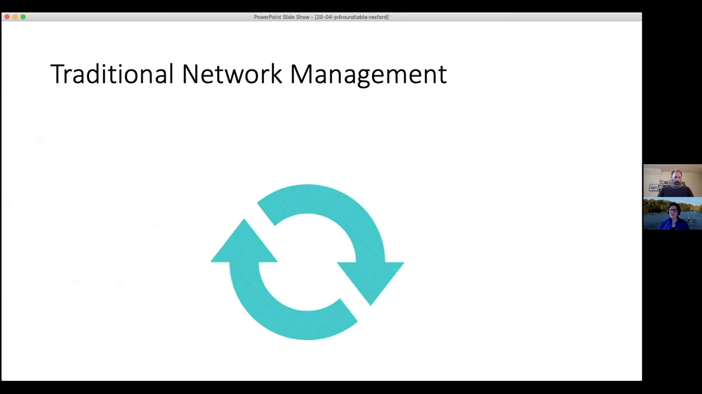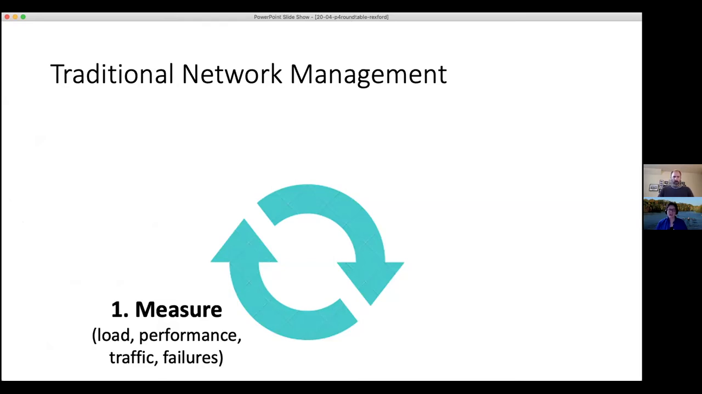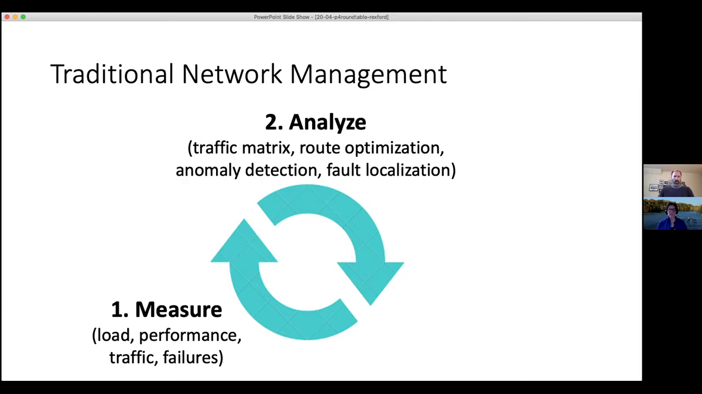Part of the reason network management is so clumsy today is that the control loop of running a network, measuring, analyzing, and acting, is done by three separate systems, lots of different data sets, and then done in lots of different places. At the individual devices, the switches, the routers, measurement data are collected about load on the links, the performance of the traffic flowing through the device, volumes of traffic flows, failures, and so on. And that data is backhauled often to a central location, a management system for analysis.